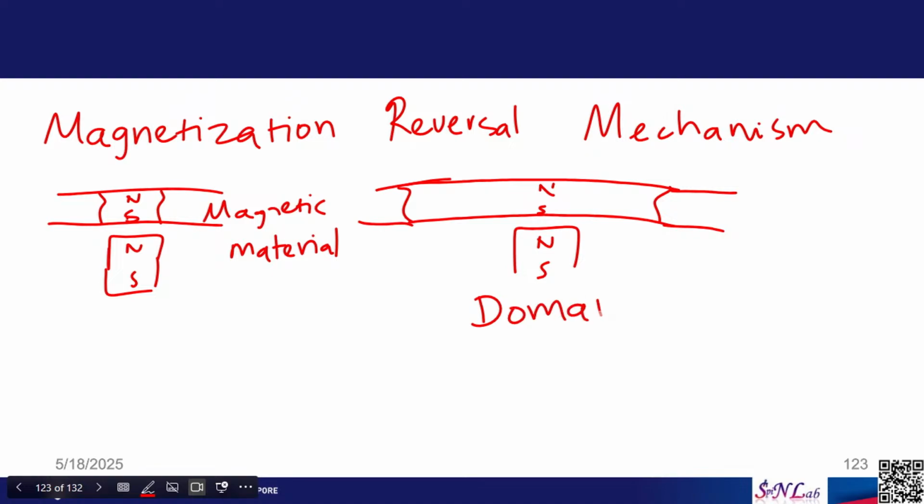So when there is a domain wall motion reversal mechanism, then you will see that your magnet influences a large region of the magnetic material below it. And this happens when you have single domain particles.